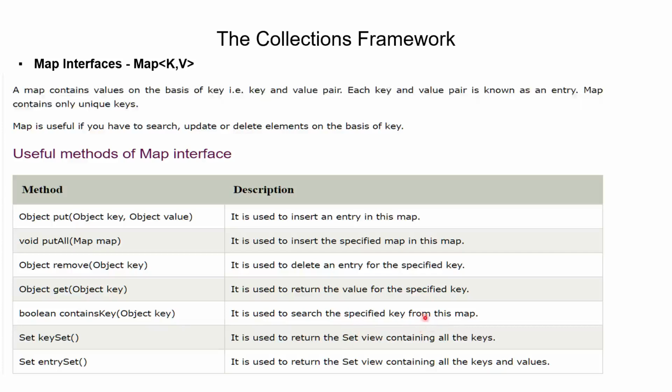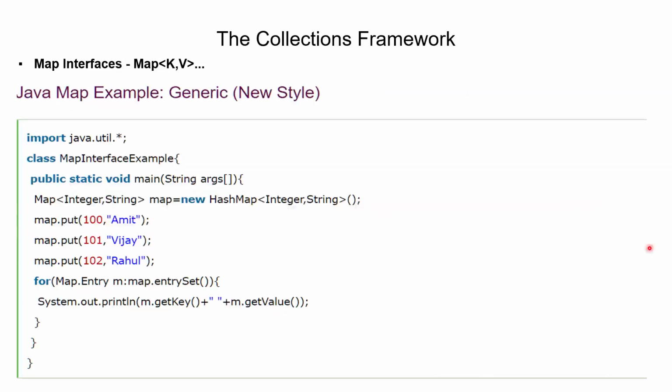containsKey, where we pass in a key, is used to search for a specified key in the map. keySet is used to return the set view containing all the keys, and that returns the set. entrySet also returns a set, and is used to return the set view containing all of the keys and values. Again, this is a data structure that's often used in shopping cart applications for e-commerce web applications.